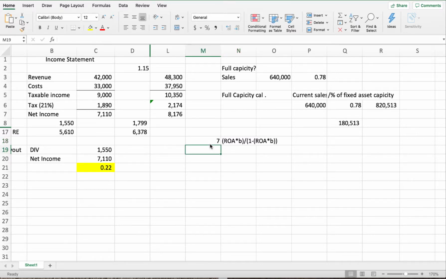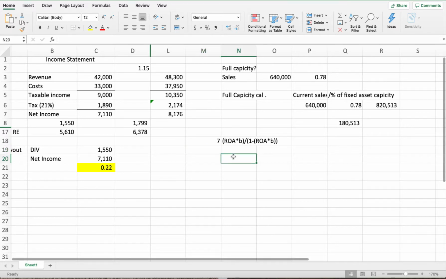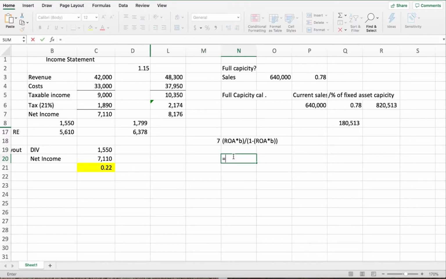Okay? We already have the numbers that we need, right? So my ROA is 0.08 times, what's my plowback? Or, I'm sorry, the plowback ratio, it's 1 minus the payout ratio. So the payout ratio is 31%. 1 minus 31% gives me 0.69.